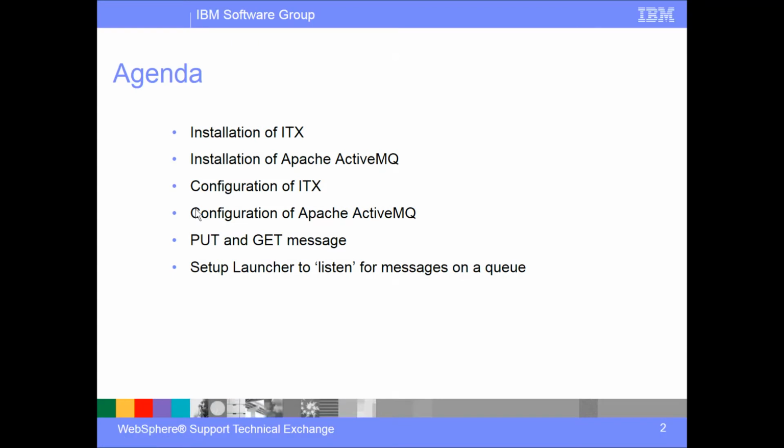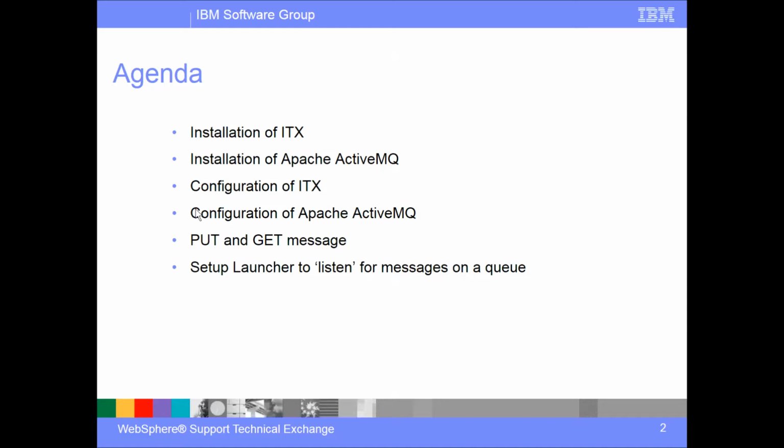In this video I'm going to walk through the steps to get an ITX installation to interact with a JMS implementation. More specifically, get and put messages onto JMS queues. As already mentioned, this episode in the series I will be using Apache ActiveMQ. So, I will install ITX, then Apache ActiveMQ. I will then do the absolute minimum configuration on both products for queue interaction.